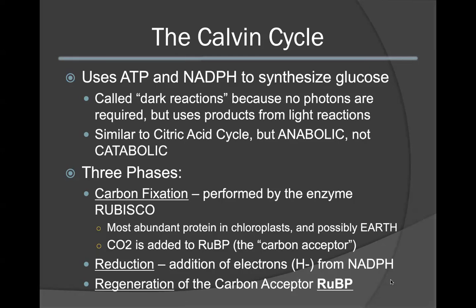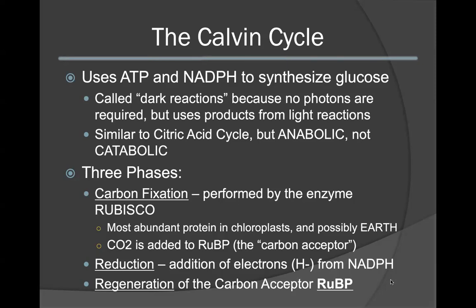In carbon fixation, we have the important enzyme rubisco. Rubisco is one of the most abundant proteins in chloroplasts and quite possibly the most abundant protein on Earth. Rubisco is responsible for catalyzing the reaction of adding carbon dioxide to RuBP, or ribulose 1,5-bisphosphate. This is a 5-carbon molecule and is considered to be the carbon acceptor. It will take in that carbon from carbon dioxide to make a 6-carbon molecule. In carbon reduction, we will see that the electrons from NADPH will be used to reduce carbon.